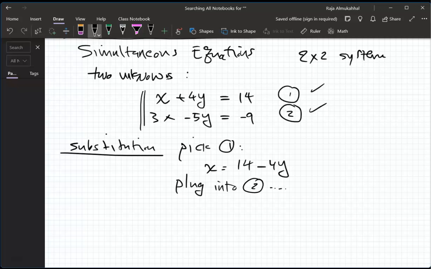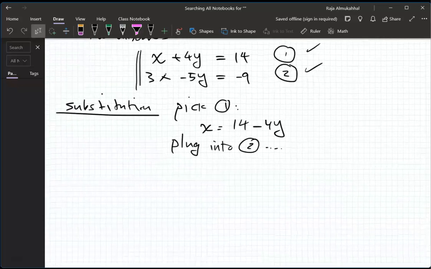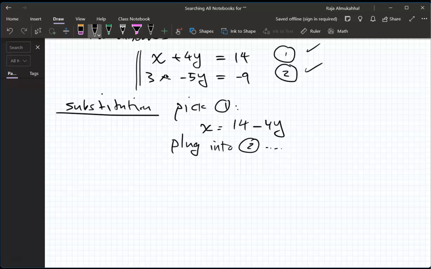And look what will happen. You will see why I'm doing this technique, this trick. So first thing, you pick one of the equations, you solve for one of the variables. I picked 1 because it's easier to deal with. I solve for x. Now I take this and plug it back into 2. So here's 2. Let me write down 2 again. 3x minus 5y equals -9. So the x is equal to that.